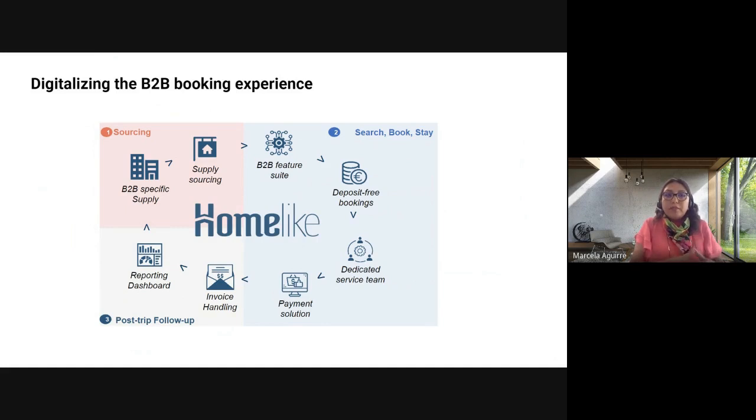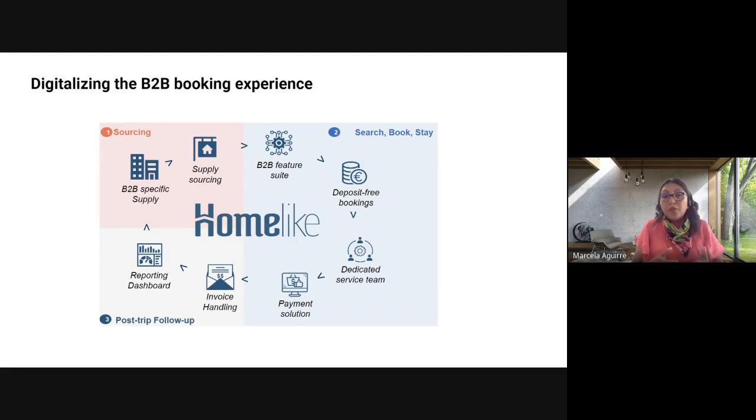We start by sourcing. There is going to be an increased portfolio matching B2B requirements more accurately, and it's going to really take into consideration real guest needs. Let's go to the second part, search, book, and stay phases of the booking process. B2B product features, including travel policy, and there is going to be an integration and city caps within the platform. There is going to be a customer-specific setup that will allow, for instance, to display all the company's locations in a map, so it's easy and a more friendly experience to book.